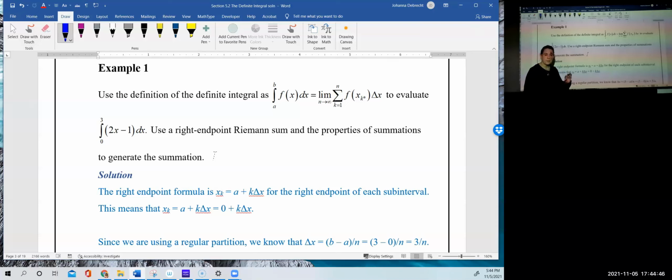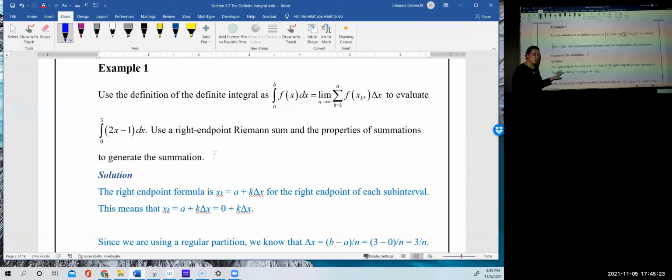So remember, the indefinite integral is an antiderivative function. It is not related to a Riemann sum, but the definite integral is the limit of a Riemann sum. So a definite integral is basically a limit. Limit of what? The limit of a Riemann sum. So what we're going to do here is evaluate the definite integral from 0 to 3 of the integrand 2x minus 1. Now 2x minus 1, of course, is a slanted line.